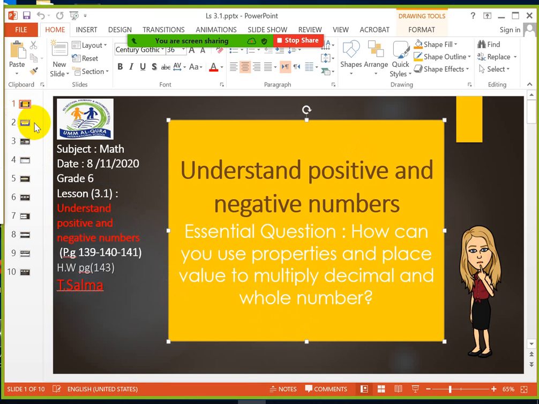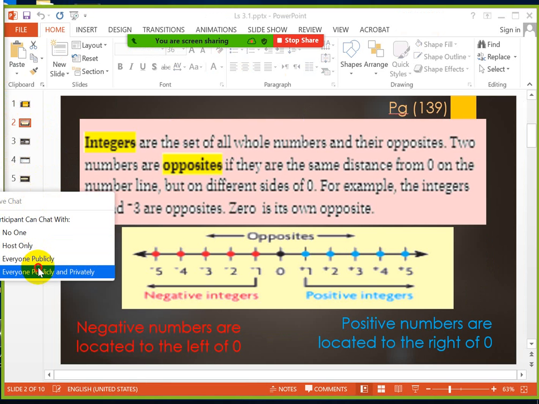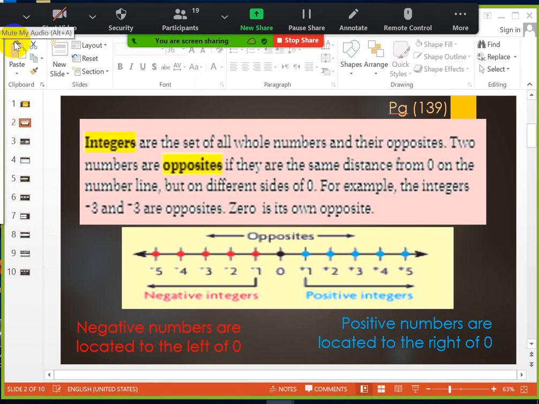So let's start with our lesson. How can you use positive and negative numbers to represent real world quantities? So let's start now. I hope that all of you can hear me clearly.